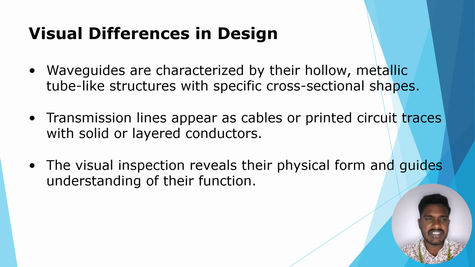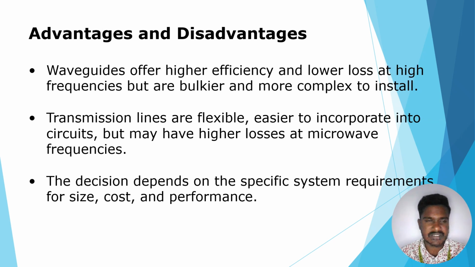Visual difference in design. Waveguides are characterized by their hollow, metallic tube-like structure with specific cross-section shapes. Waveguides are nothing but metallic tubes which come in different shapes like circular, rectangular, and square. Transmission lines appear as cables or printed circuit traces with solid or layered conductors. The visual inspection reveals their physical form and guides understanding of their function.